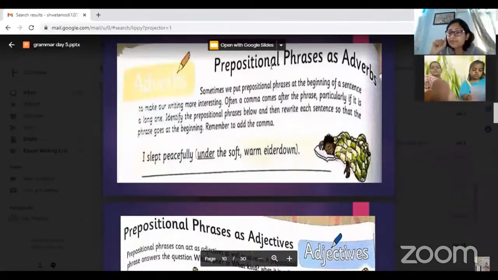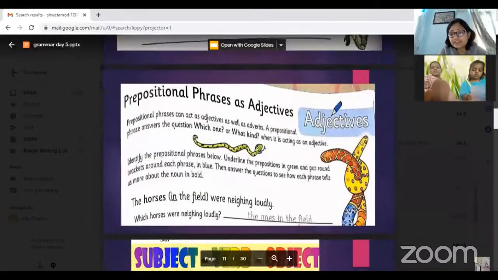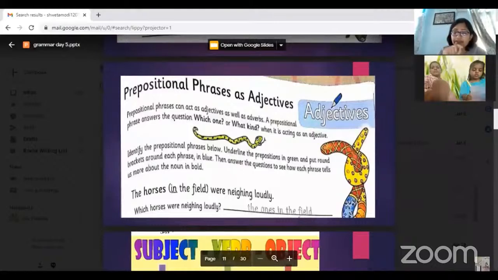So where I slept peacefully, under the soft, warm eiderdown, that is an adverb. So this prepositional phrase becomes an adverb because it is telling us the position where the action is happening. But now there is one more example. Here, tell me, the horses in the field. Now in the field, what is it telling? Is it telling where the action is happening, how the action is happening, or is it not telling anything about the action?